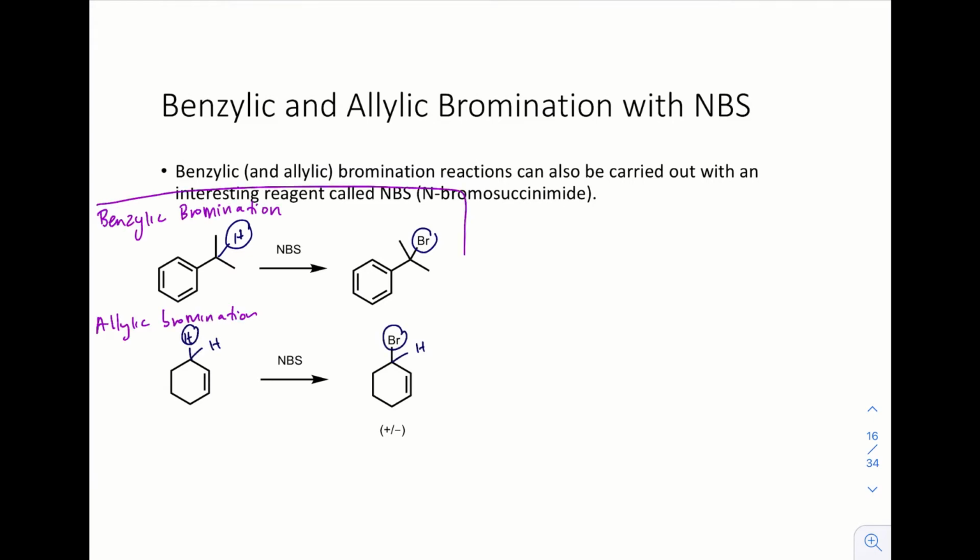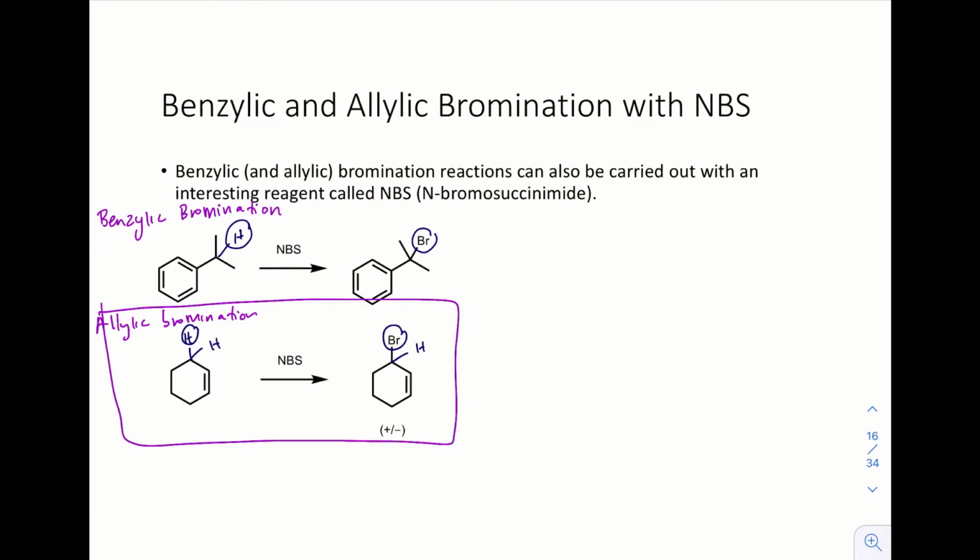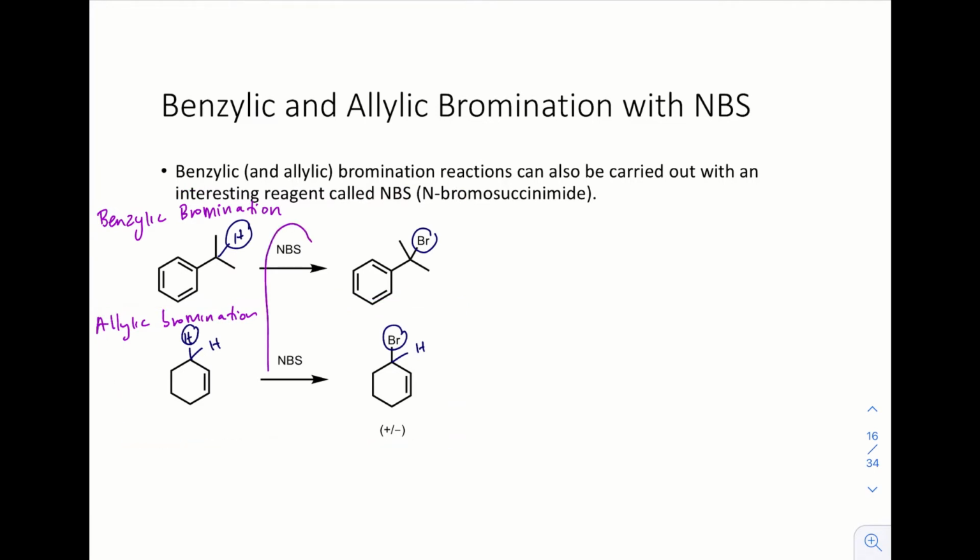The first reaction shows a benzylic bromination. The second reaction shows an allylic bromination, and both reactions involve a reagent that we have not learned yet. This new reagent is abbreviated NBS. It stands for N-bromosuccinimide, and it is an alternative to bromine for generating the bromine radical.